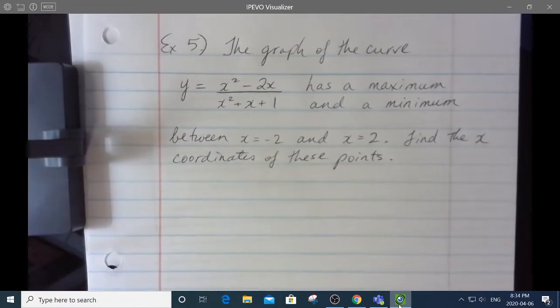This one's a little more interesting, a little more wordy. The graph of the curve y equals x squared minus 2x all over x squared plus x plus 1 has a maximum and a minimum between x equals negative 2 and x equals 2. Find the x coordinates of these points.